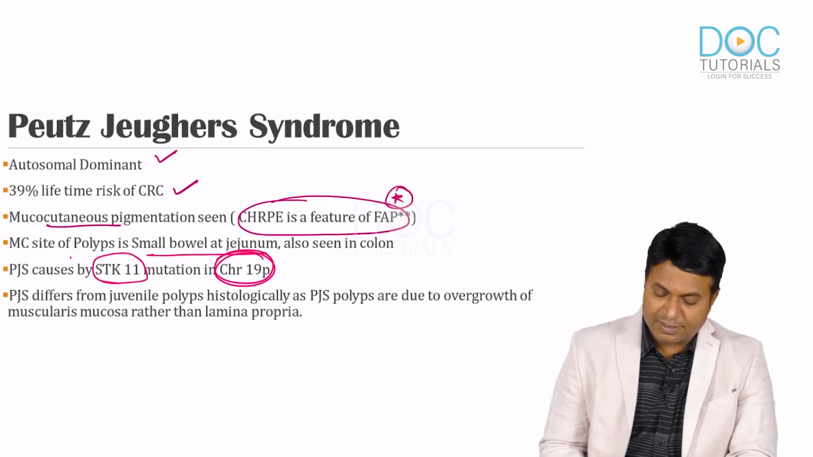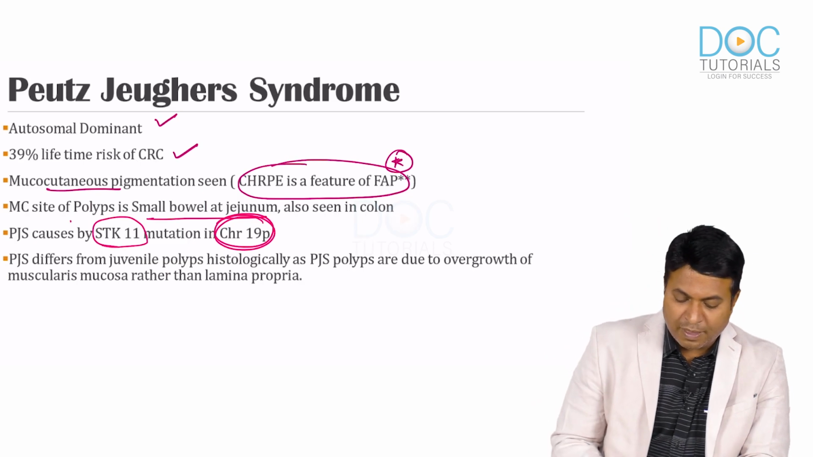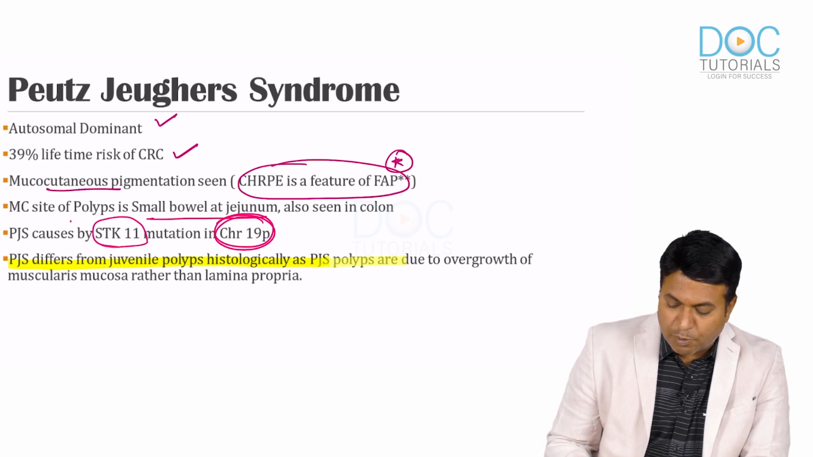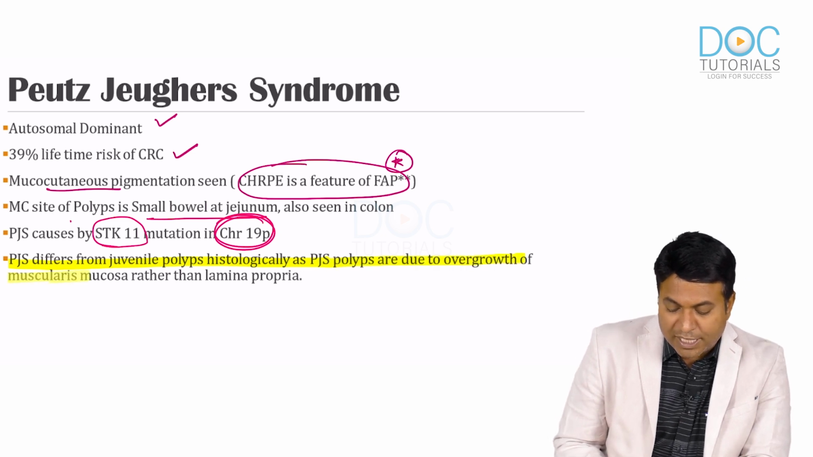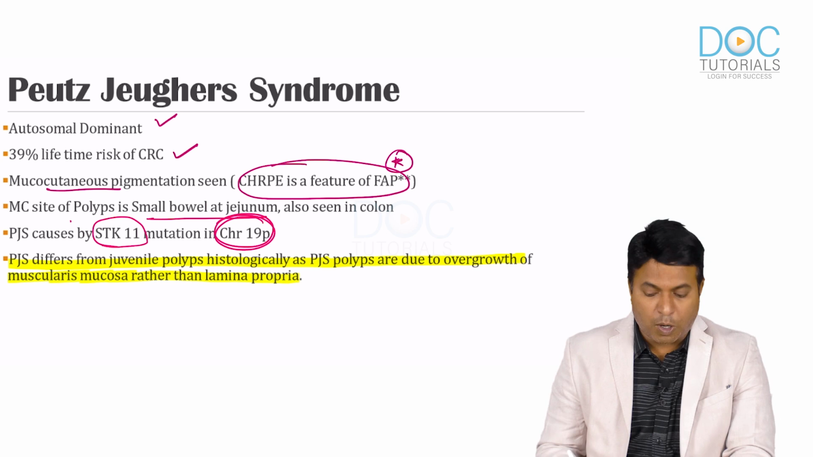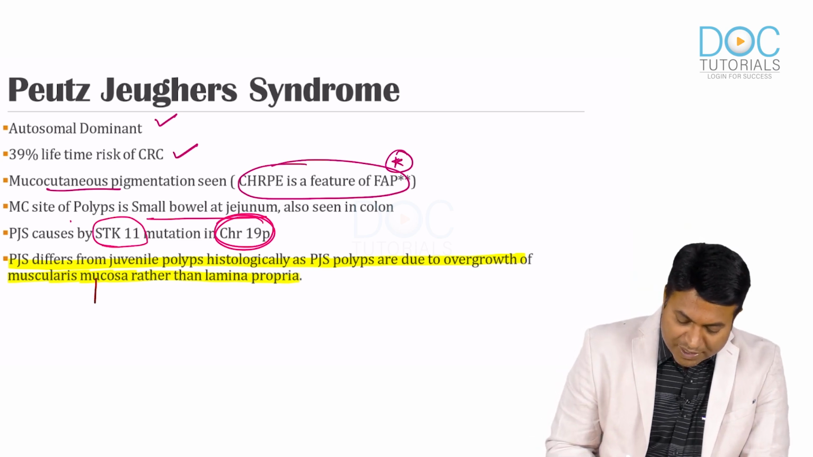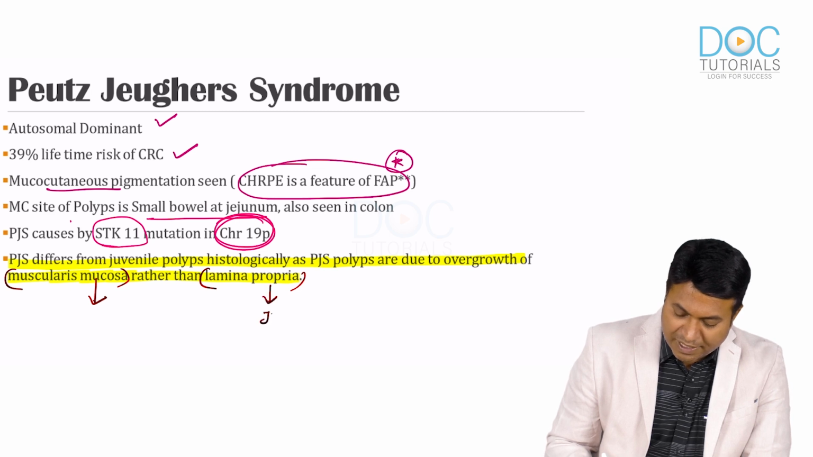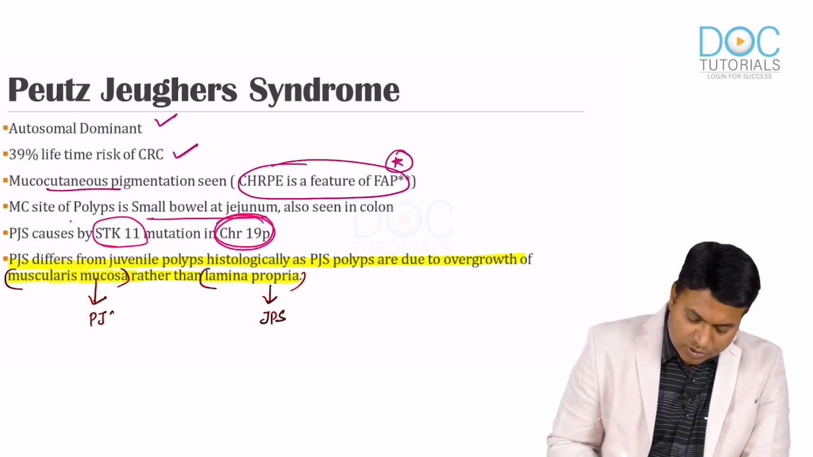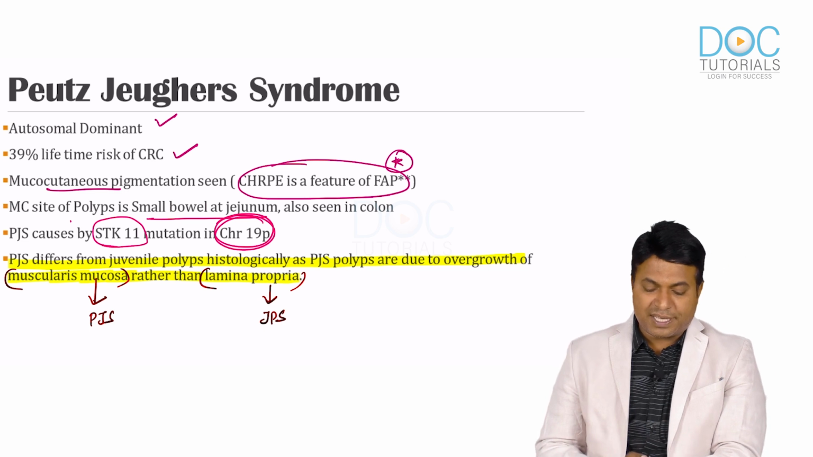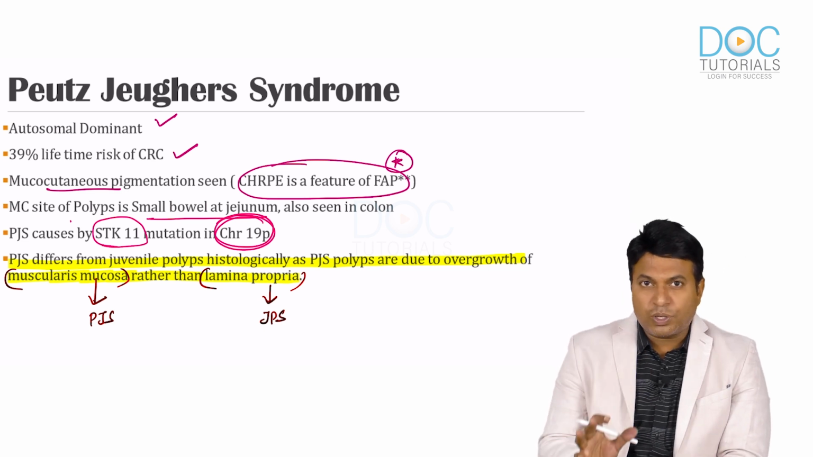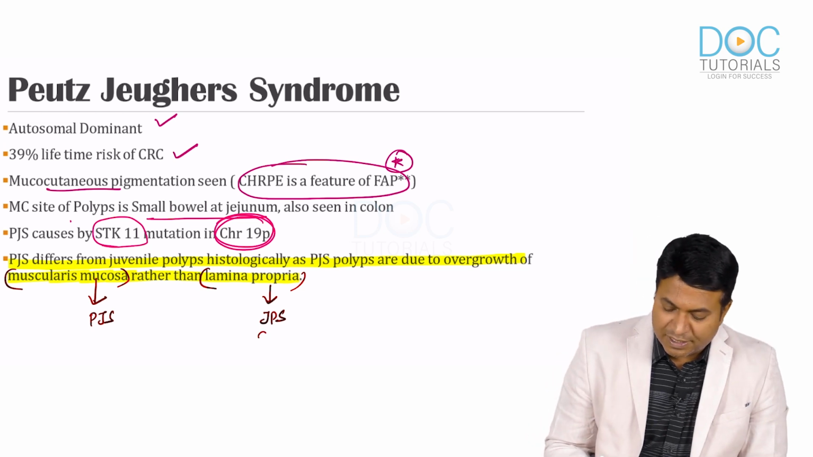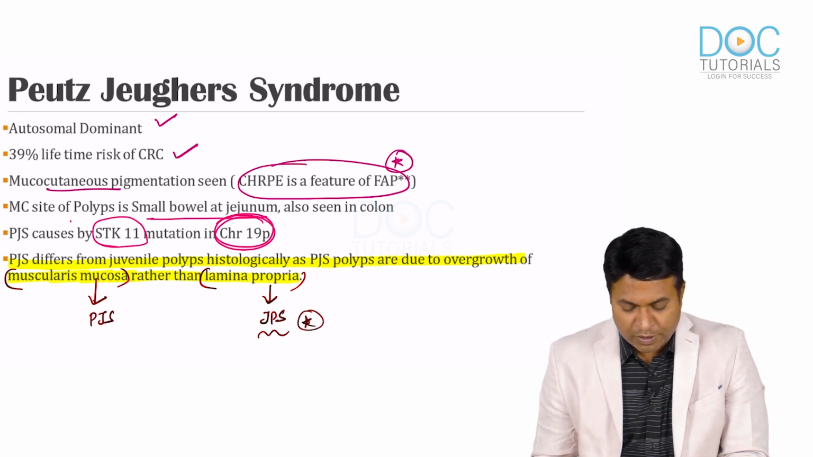Please don't forget that histologically there is an interesting point. Peutz-Jeghers differs from juvenile polyps histologically as PJS polyps are due to overgrowth of muscularis mucosa rather than lamina propria. The overgrowth of muscularis mucosa is seen in PJS. Lamina propria is seen in JPS. This line is from Sebastian, may be asked in your exam, just have in your mind. So Peutz-Jeghers will have a muscularis mucosa hypertrophy. Lamina propria hypertrophy is seen in juvenile polyposis syndrome. So that completes the discussion.